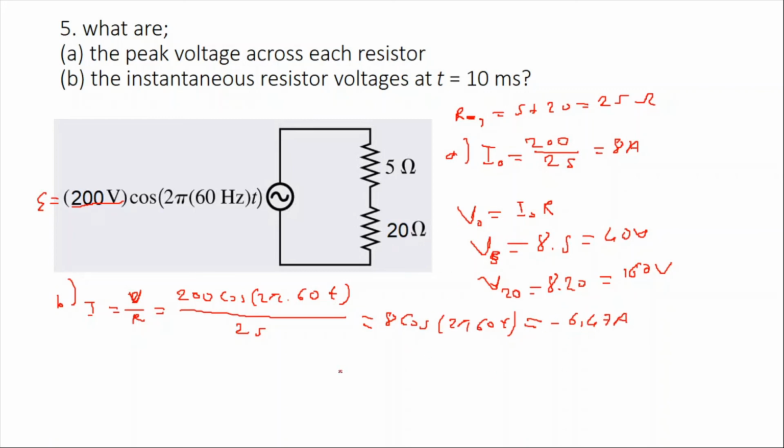So if this is the current, now we can find the instantaneous voltages. Again, let's say V5 will be equal to negative 6.47 amperes times the resistor, 5. It will give us negative 32.35 volts. And V20, these are the instantaneous values, will be equal to negative 6.47 times 20, so the result is negative 129.4 volts.